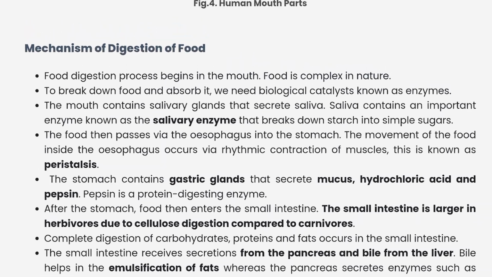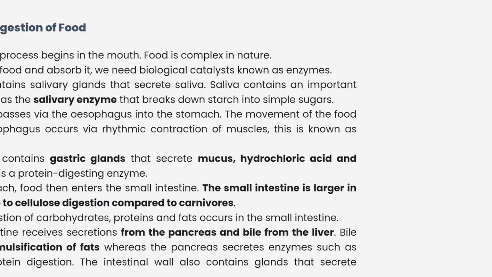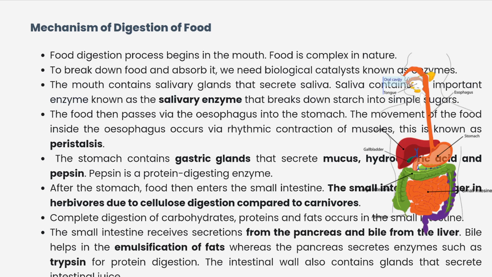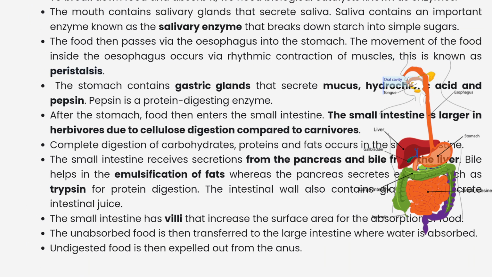Food is complex in nature. To break down food and absorb it, we need biological catalysts known as enzymes. The mouth contains salivary glands that secrete saliva. Saliva contains an important enzyme known as the salivary enzyme that breaks down starch into simple sugars. The food then passes via the esophagus into the stomach. The movement of the food inside the esophagus occurs via rhythmic contraction of muscles. This is known as peristalsis.